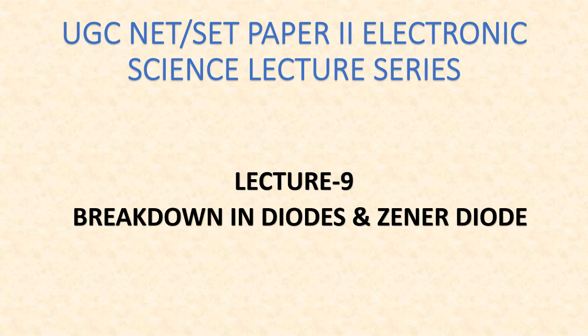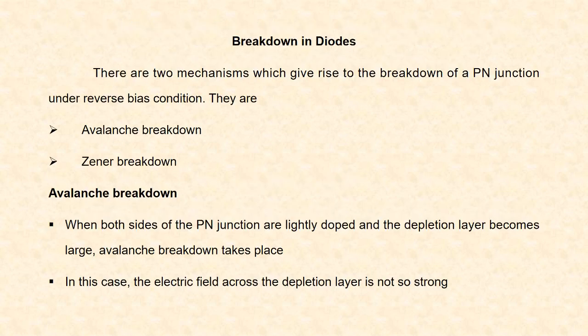In this video, we are going to see about breakdown in diodes and Zener diode. First, we will see about breakdown in diodes. There are two mechanisms which give rise to the breakdown of a PN junction under reverse bias condition. They are avalanche breakdown and Zener breakdown.